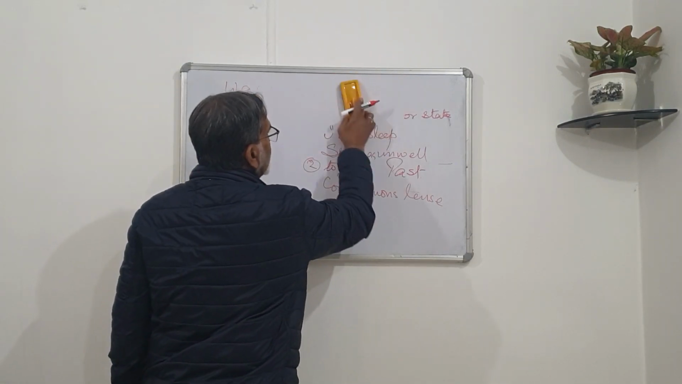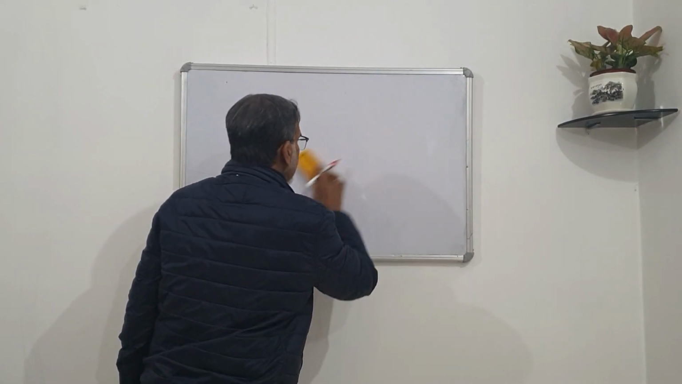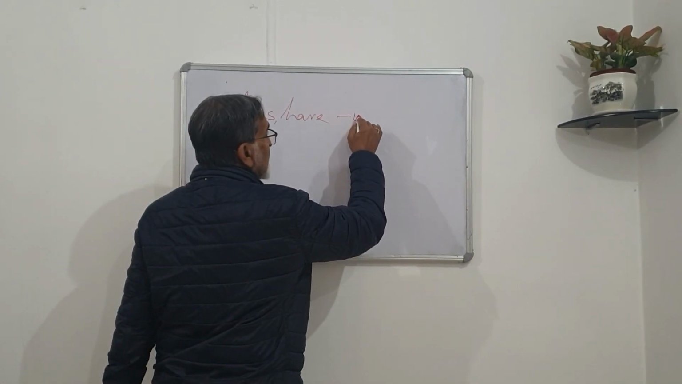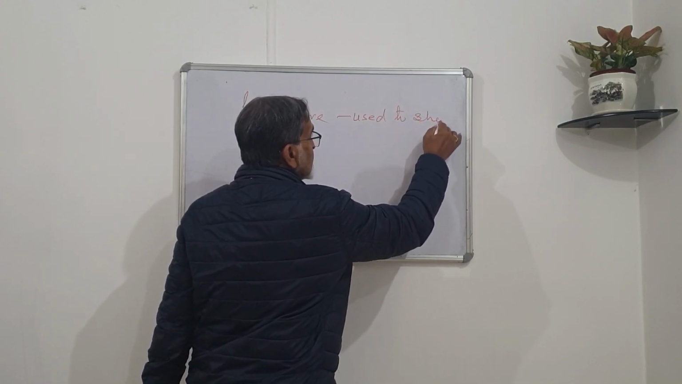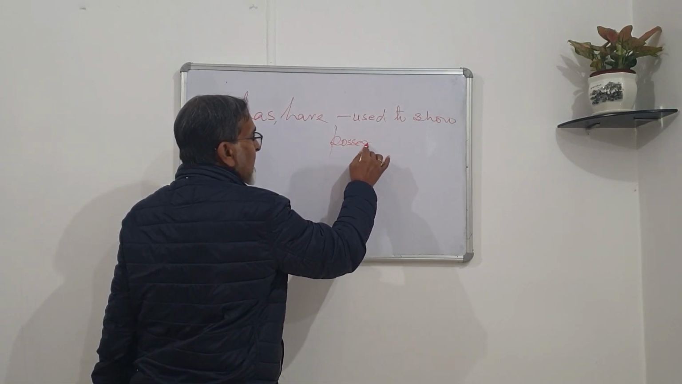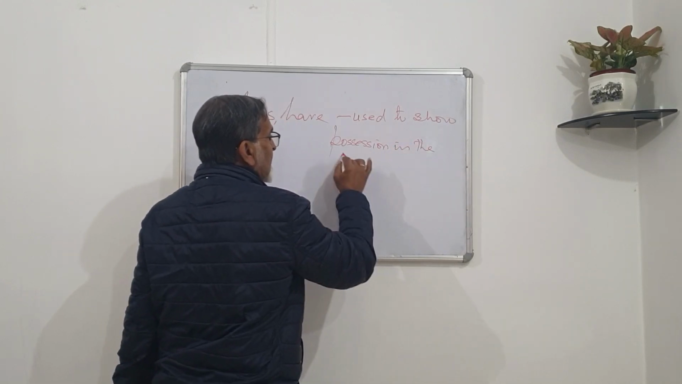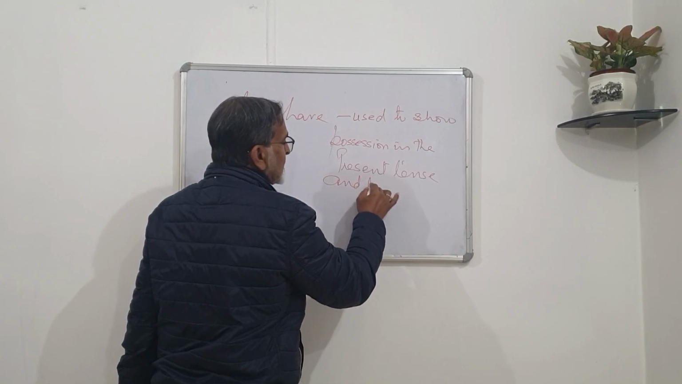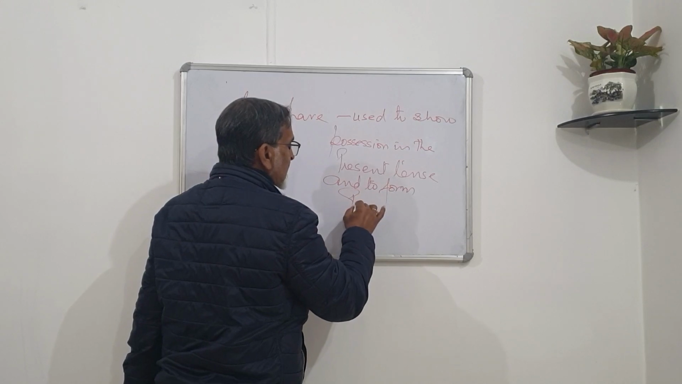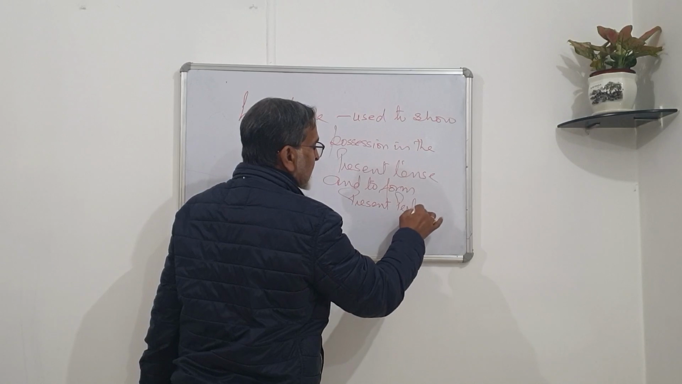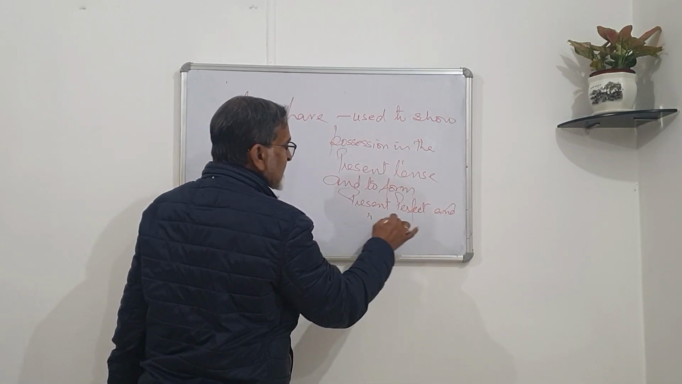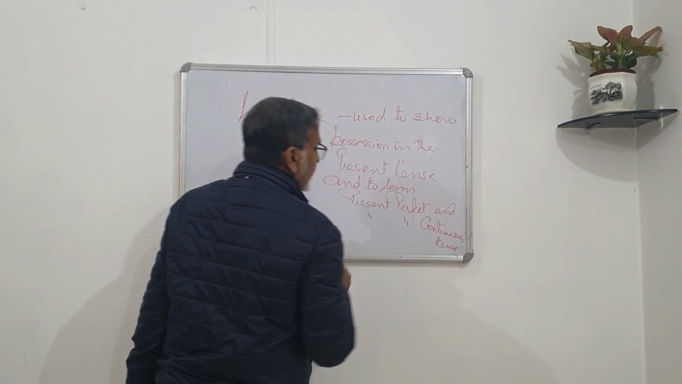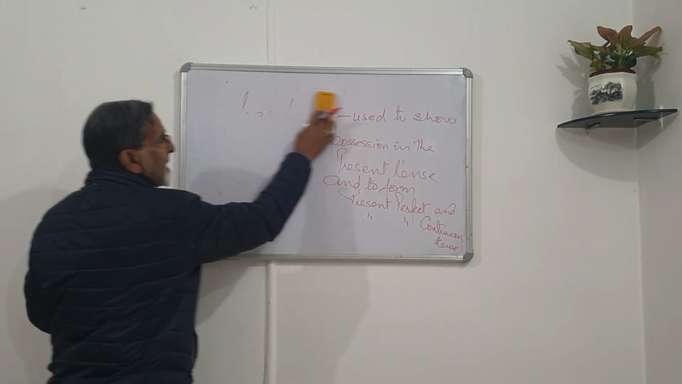And then we have has and have. These are used to show possession in the present tense and to form present perfect and present perfect continuous tense. Is that clear?